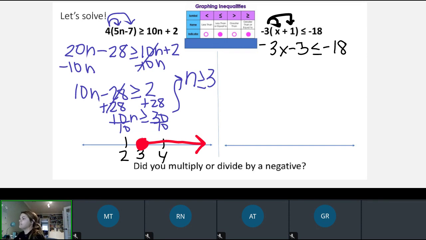And what will be my next step? Anybody? Close, Micah. So 3 is already being subtracted. So if I look at x, here it is. This says -3 times x minus 3. So since 3 is already being subtracted, I want to do the opposite of that. So I'm going to add 3 to both sides. -3x is less than or equal to, I'm going to get -15.